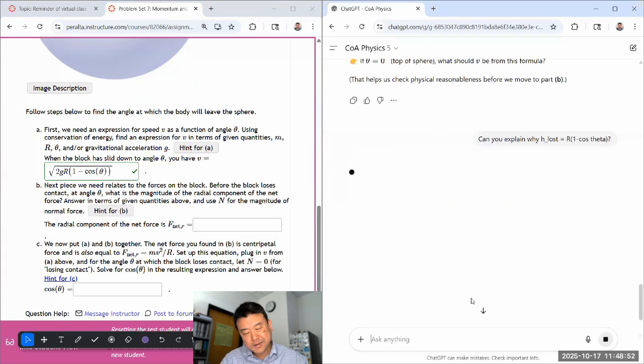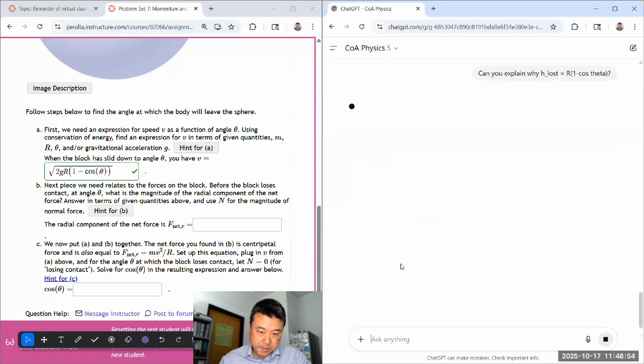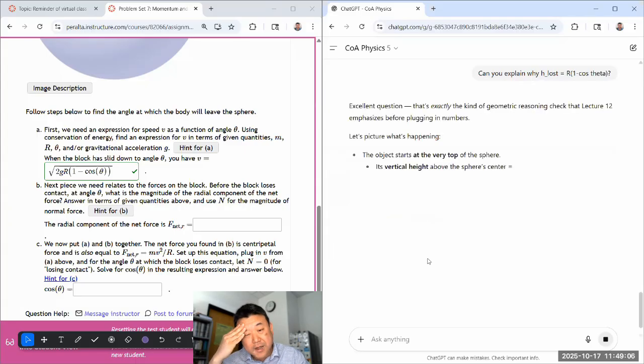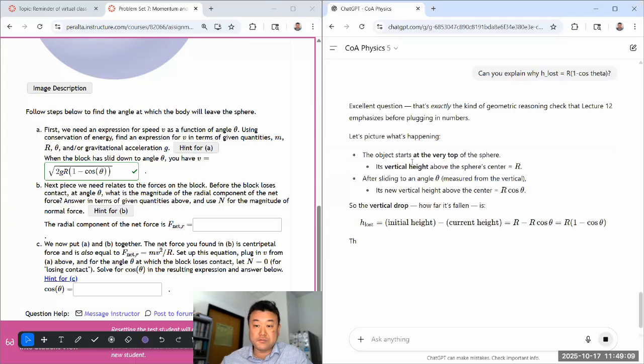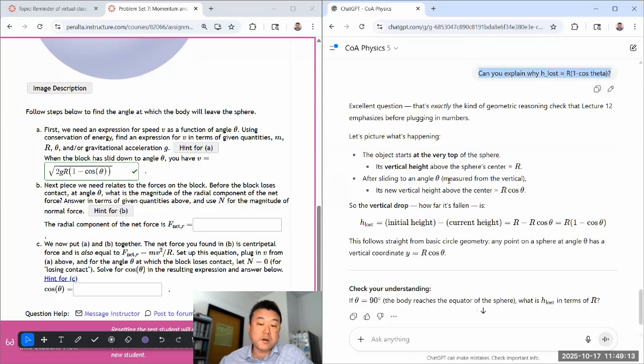So the custom GPT is still having trouble knowing where to stop the explanation and make sure you're working through it. But as long as it's giving you physics content that's not wrong, you can do this. You can ask it additional questions to make sure you are understanding the steps. Top of the picture sliding down to theta, new vertical height.